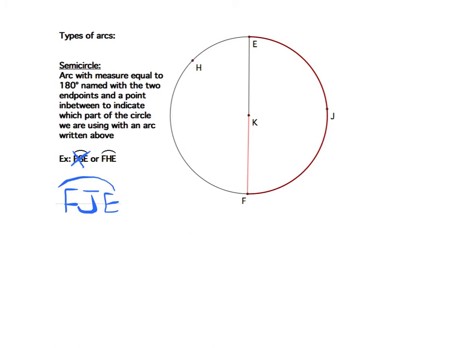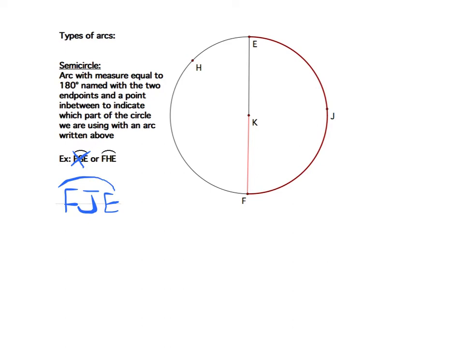And so putting this letter in the middle, either the J or the H, tells the reader which half you mean. And what I like to think about is that you need to go in the order that the letters are listed. So start at F, go to J, then go to E. That tells me it's going to be this right half. Go in that order, F to J to E. Or start from F, go to H, then to E. So that letter in the middle just tells me which side I'm going to work with here.